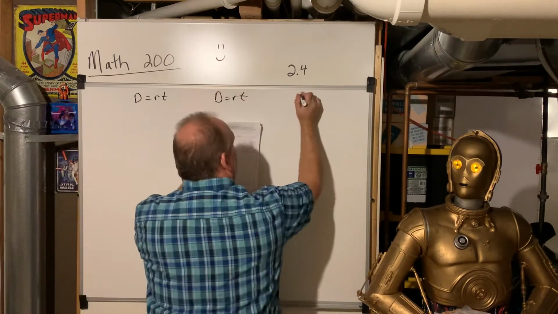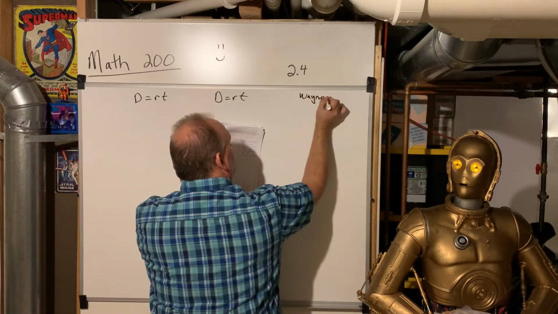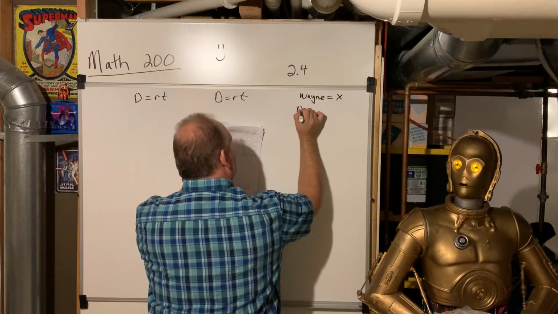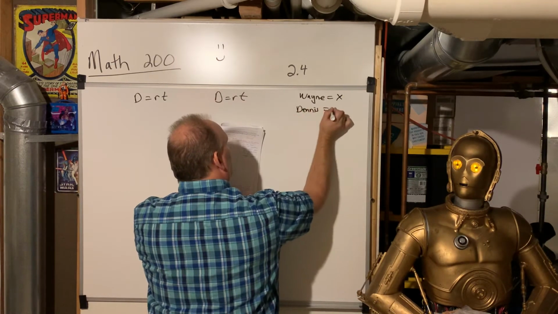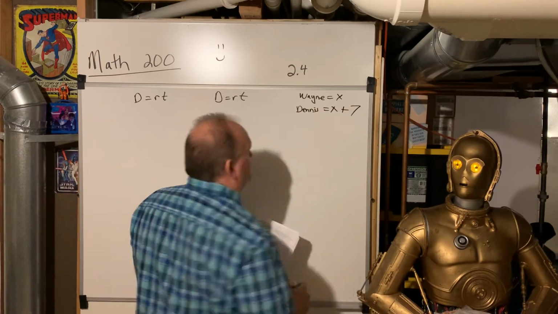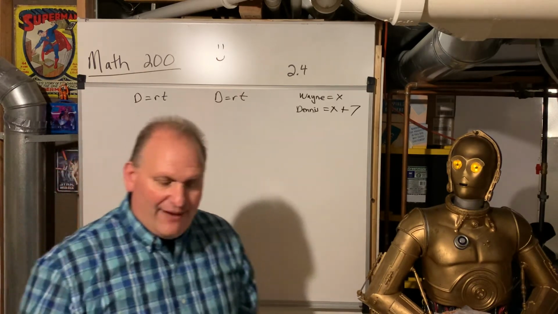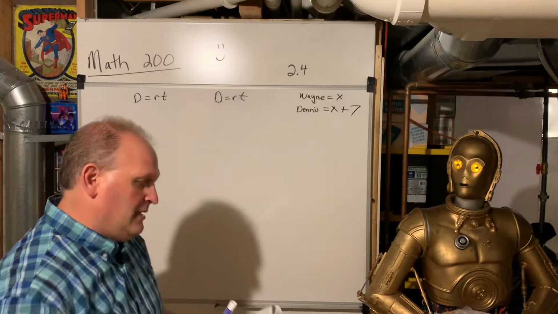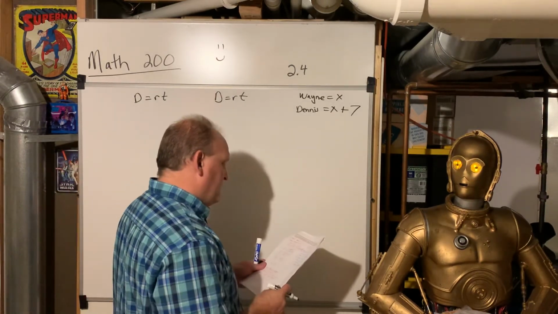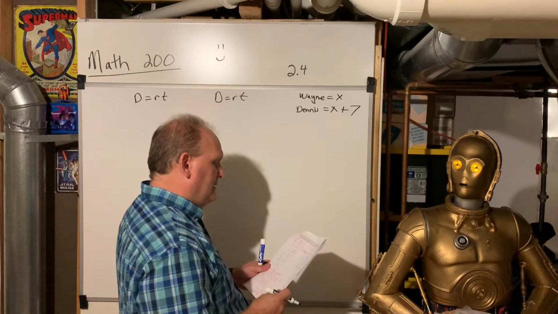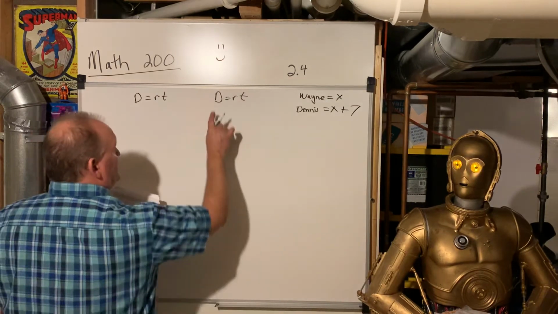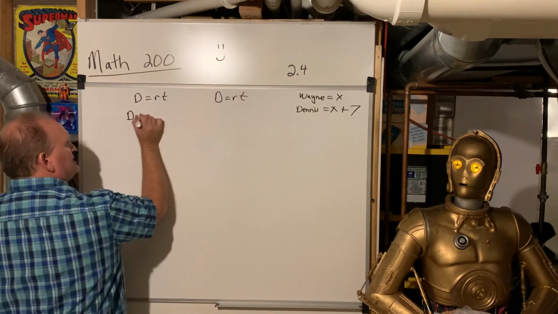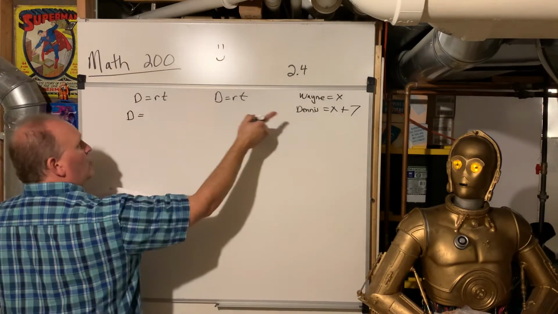So Wayne is traveling at x. Dennis is traveling at x plus 7. Whatever Wayne is doing, but 7 better. All right? So let's see here. What are we going to do? We've got the distances are going to be the same. So let's take this distance and put in Wayne's rate.